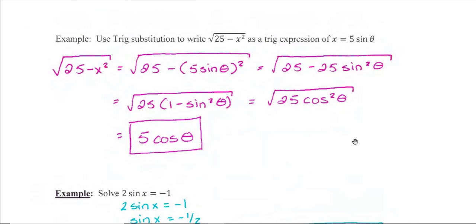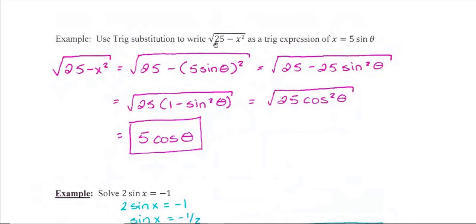Another important thing to be able to do is trig substitution. This is going to help you in higher level calculus. So let's do an example. If I wanted to take the square root of 25 minus x squared and write it as a trig expression, but I'm telling you to replace x with 5 times sine of theta. Keep in mind there's this minus in here.